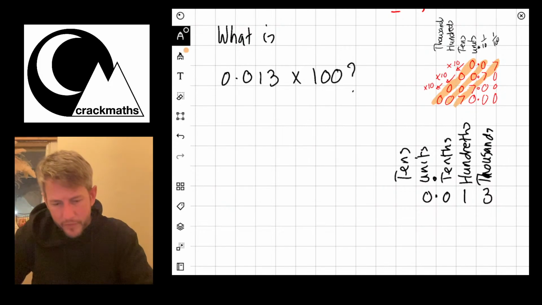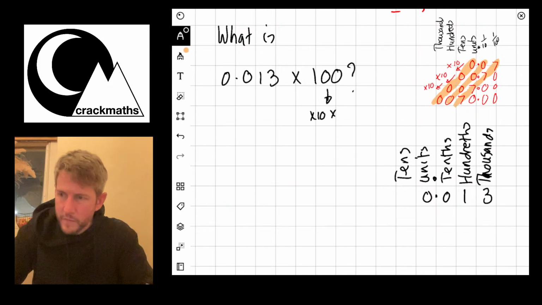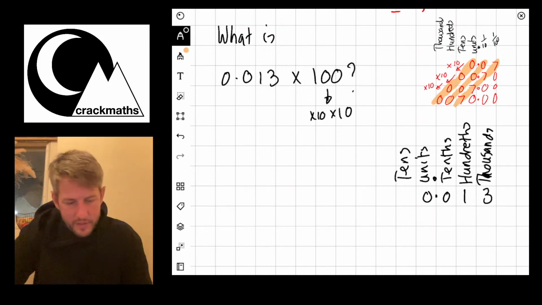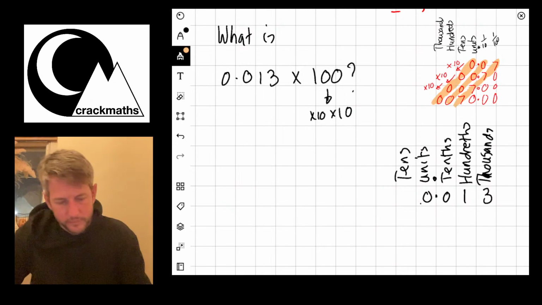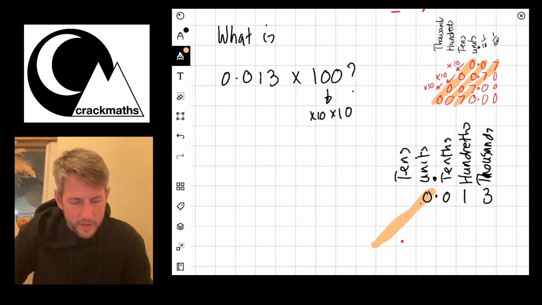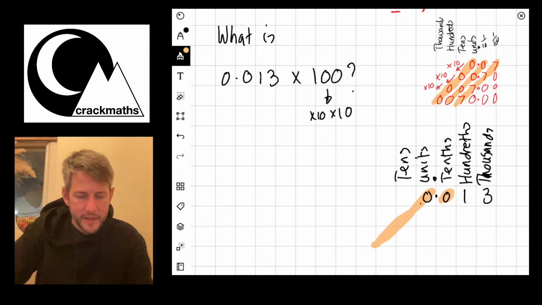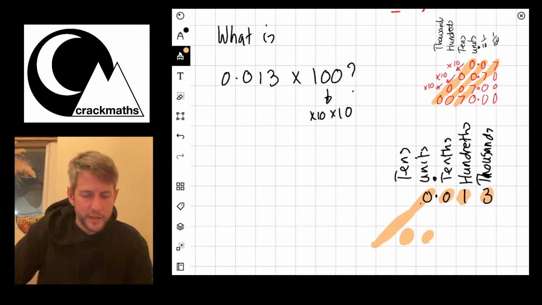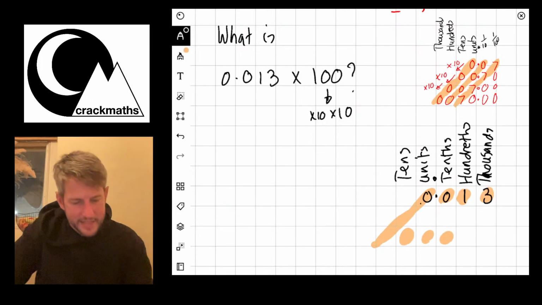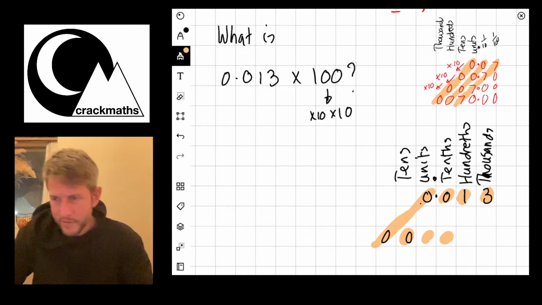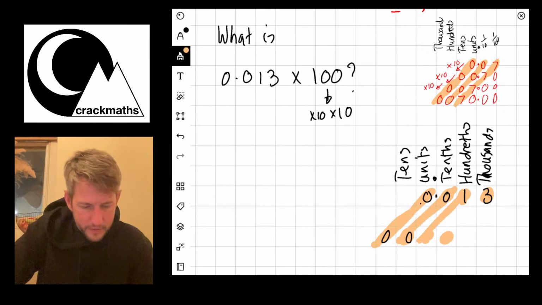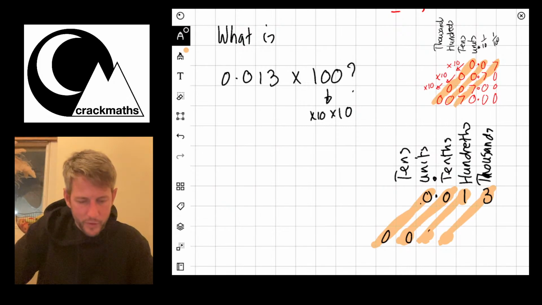So remember, 100 is times 10 times 10. So 100 means we're making two moves. So we're going to go once and then twice. So that 0 is going to go from here to here. That 0 is going to go from here to here. That 1 is going to go from here to here. That 3 is going to go from here to here. So let's have a look. So this is going to be 0, 0, 1, 3. I should have done the whole line, it makes it a lot easier. Now remember, the decimal point follows its way down. And so there we go.